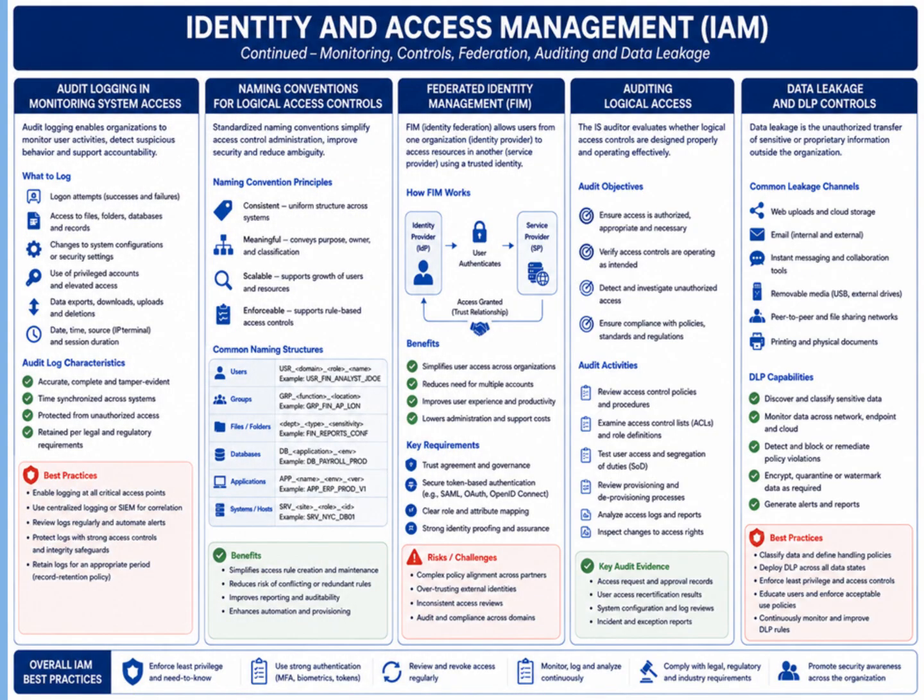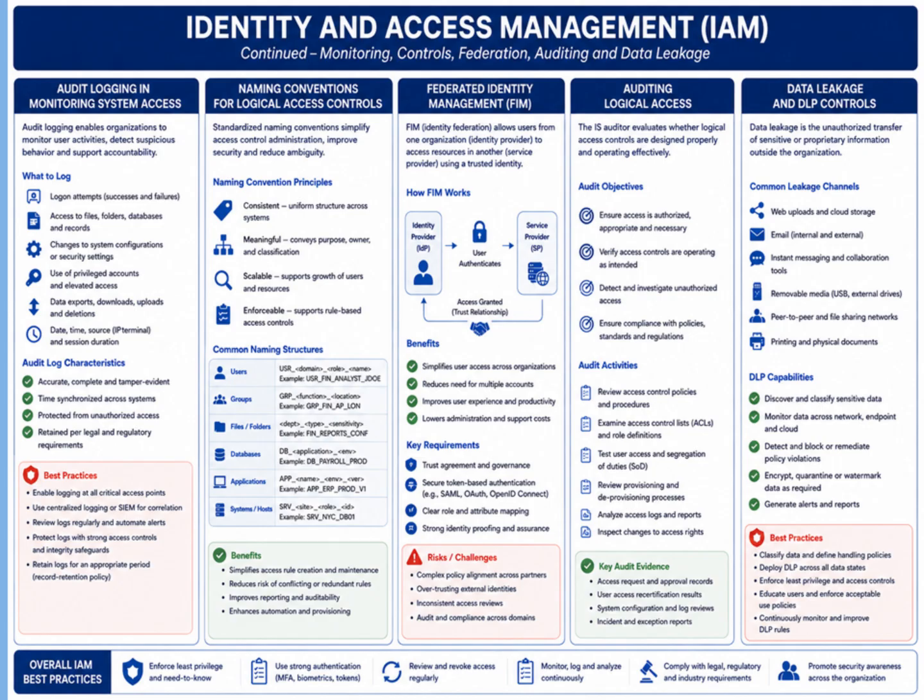Identity and access management is not only about granting access, it is also about monitoring, controlling, auditing, and protecting how that access is used across the organization. This slide focuses on several advanced IAM concepts that help strengthen security and accountability. The first area is audit logging and monitoring system access. Organizations must record and monitor user activities, authentication attempts, configuration changes, privileged account usage, and access to sensitive data. These logs provide visibility into suspicious activity, support investigations, and help organizations meet compliance and audit requirements.